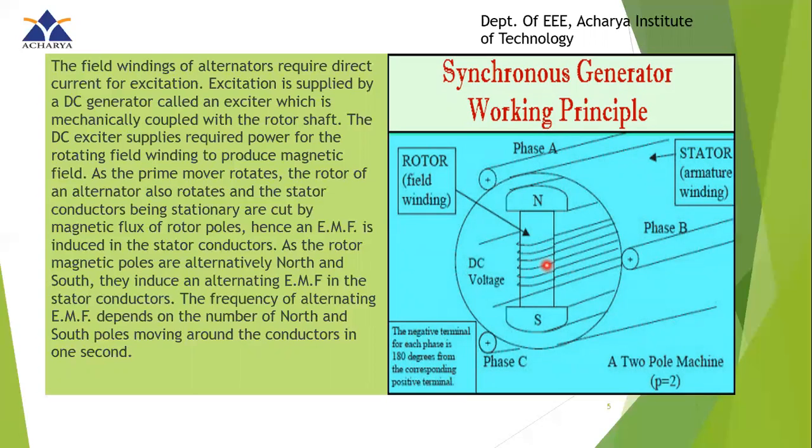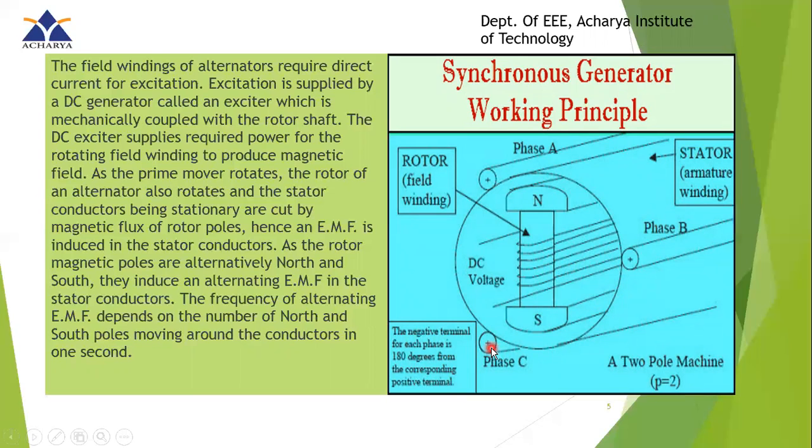As the prime mover rotates, the rotor of the alternator also rotates, and the stator conductors, which you see on the outside, are stationary. These are cut by the magnetic flux produced by the rotor poles. Hence, an EMF is induced in these stator conductors. As the rotor magnetic poles are alternately north and south, they induce an alternating EMF in the stator conductors.